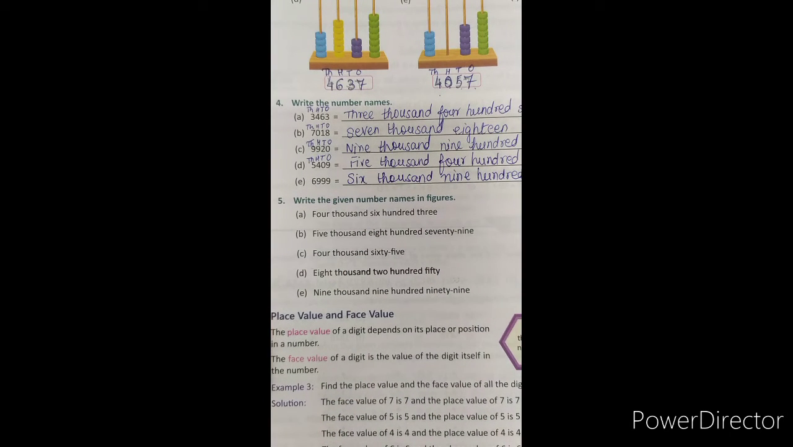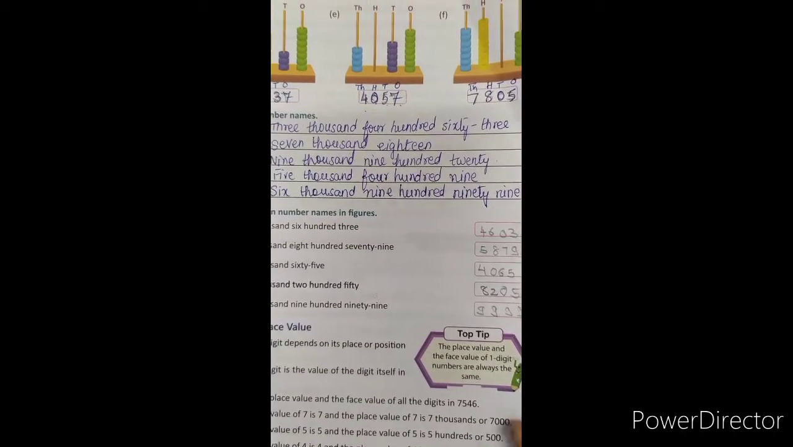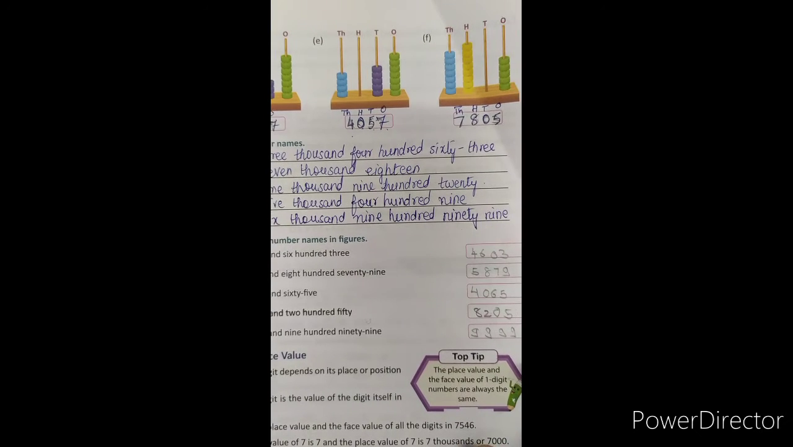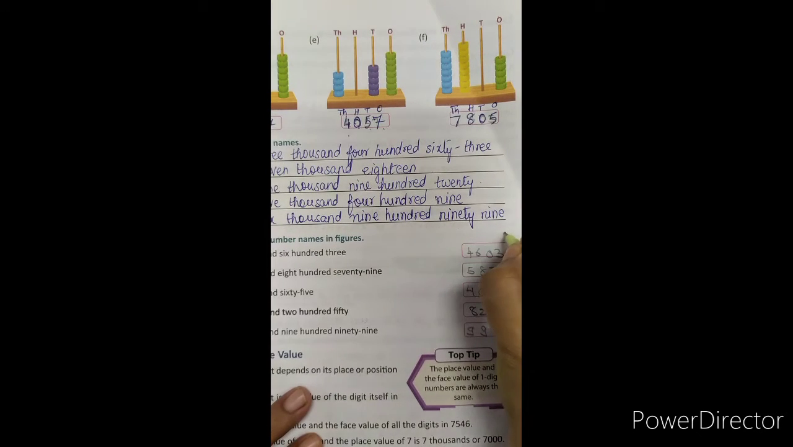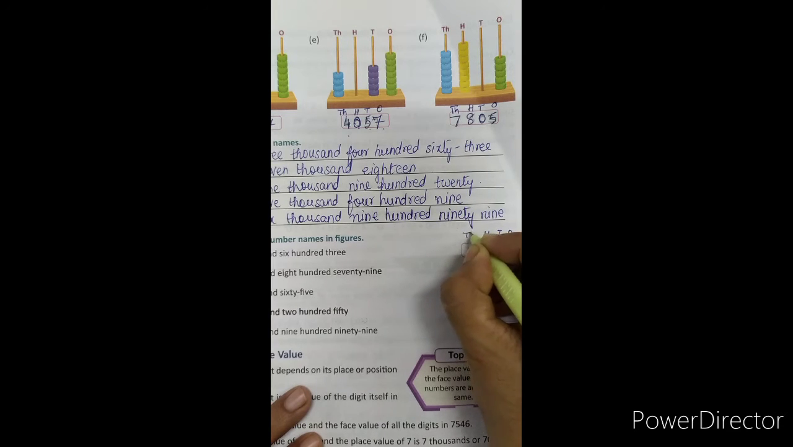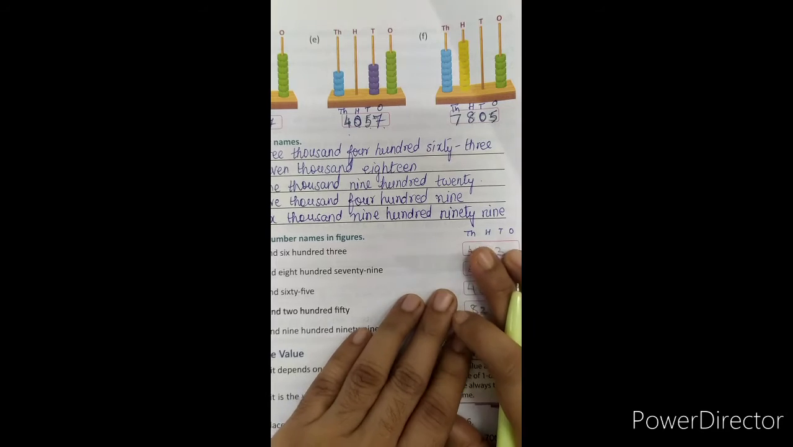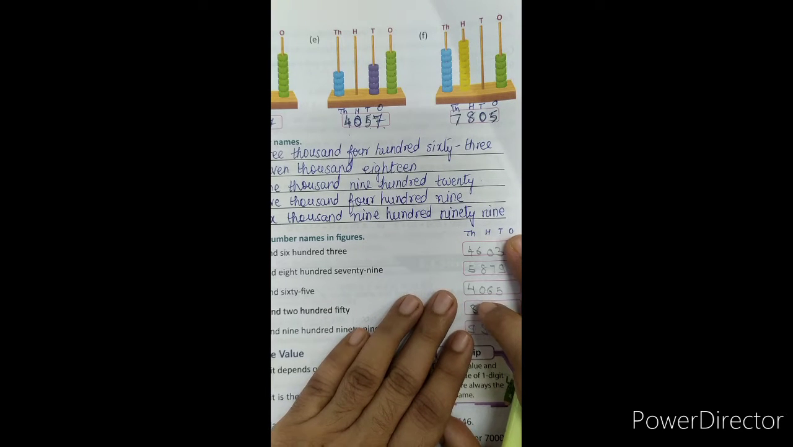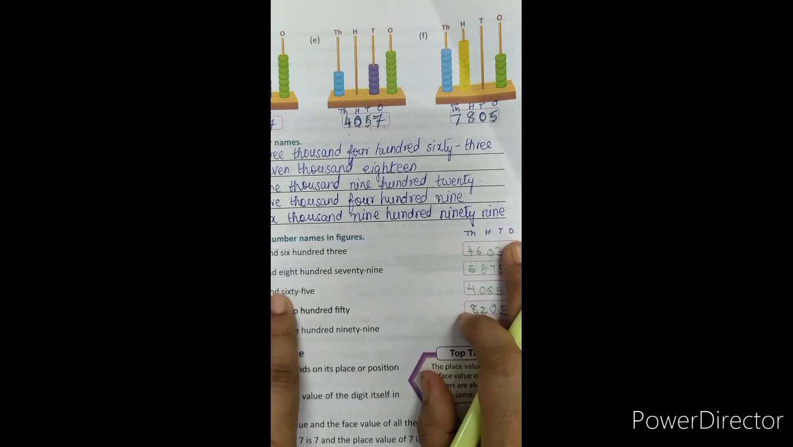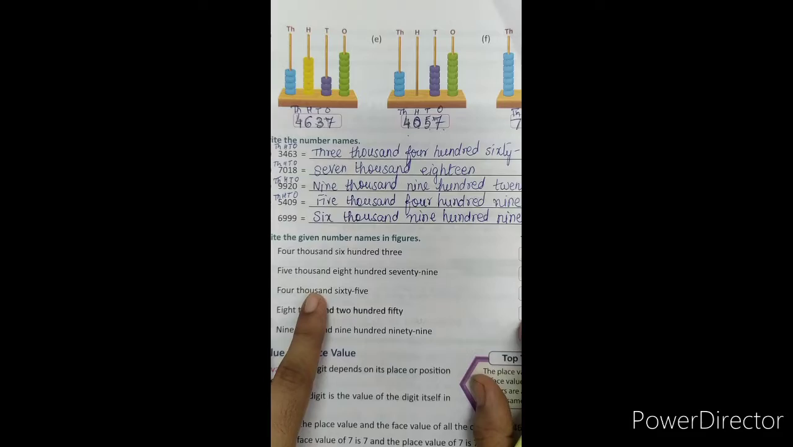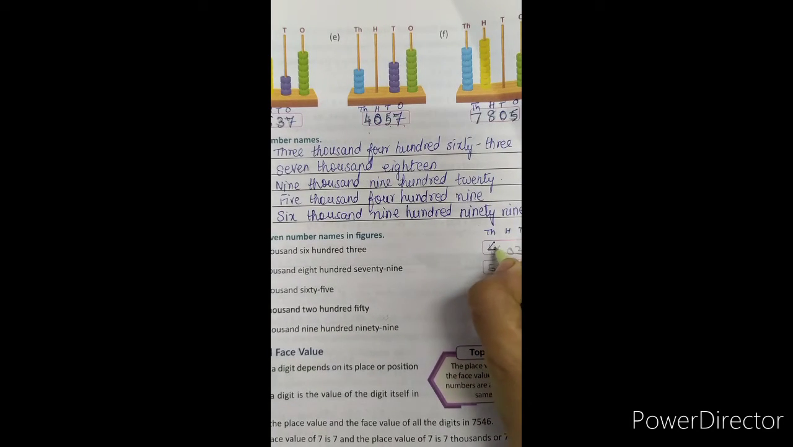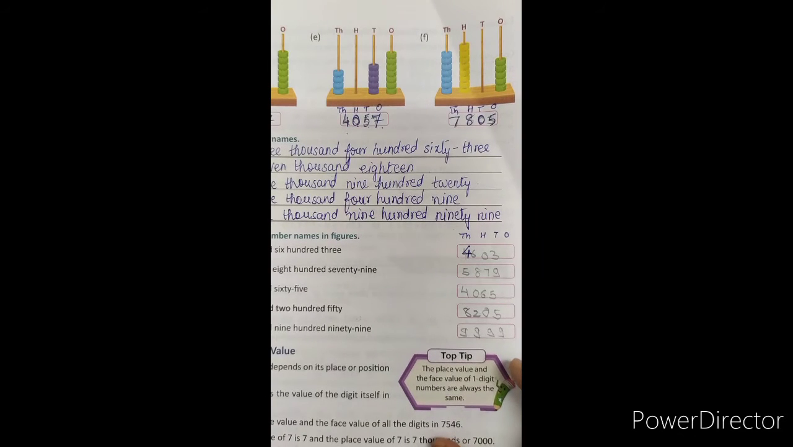4603. So again, what you will do is go for the empty boxes and just write down the positions like this. Now, according to the question, you just go for the numbers. 4000, you can see here 4000, that means 4 will be under 1000. So write down 4 under 1000.